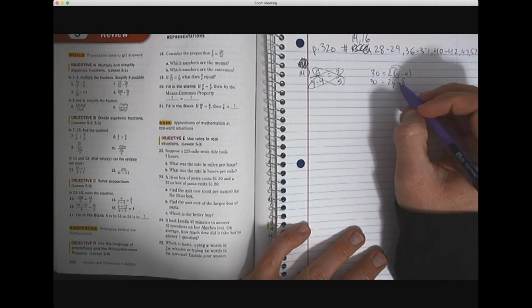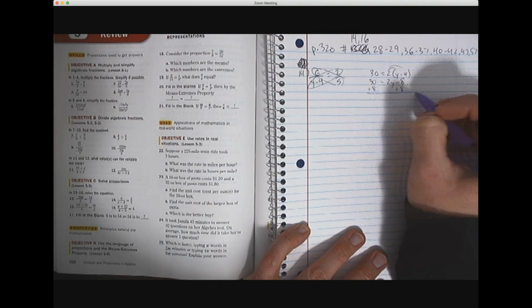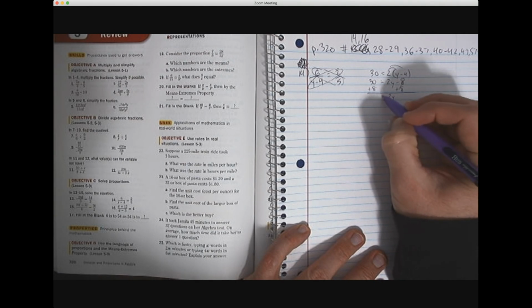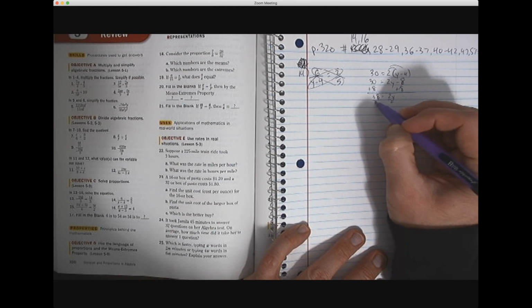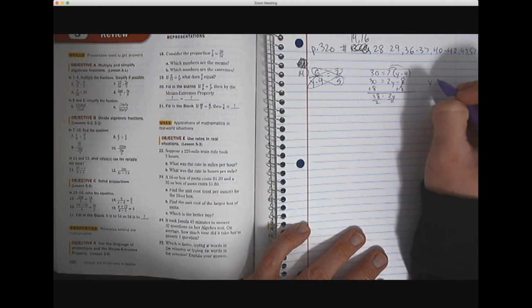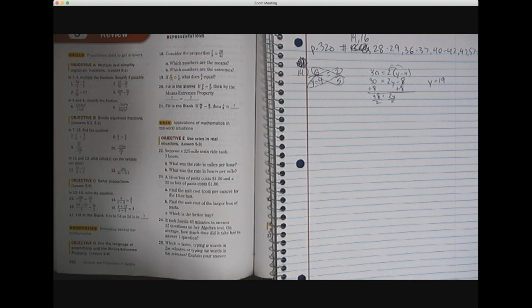And then you just solve it like normal. But we want to get y by itself, so I'm going to go ahead and add 8 to both sides. So 2y equals 38, and you divide by 2, and y equals 19.